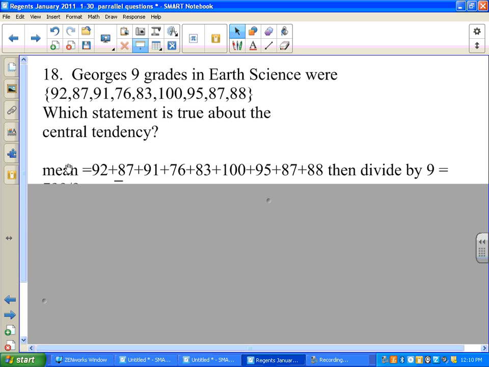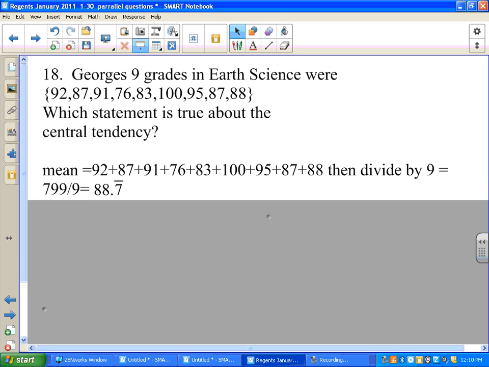So the first thing that I'll do is find the mean by adding up all of the numbers and dividing by the quantity of numbers there are. They add up to 799, divided by 9 is 88.7 repeating.